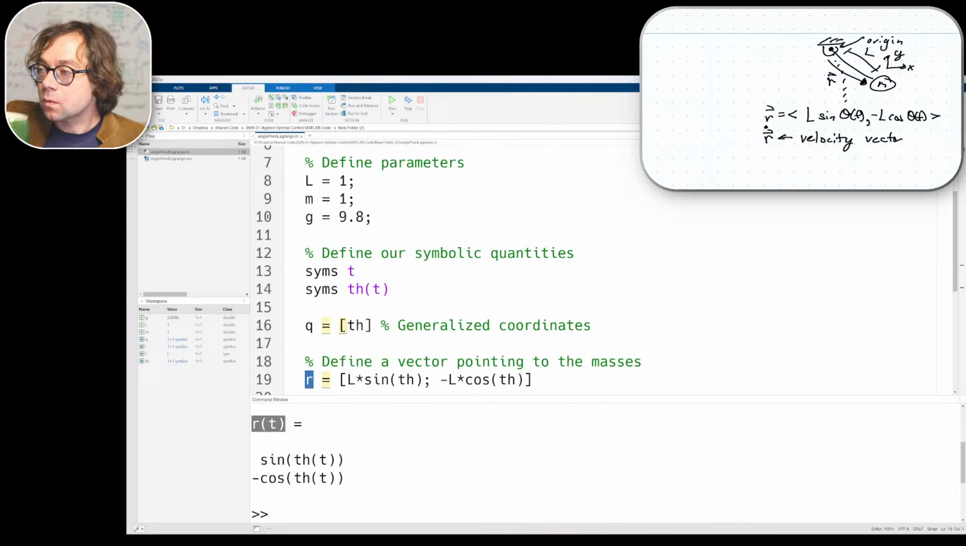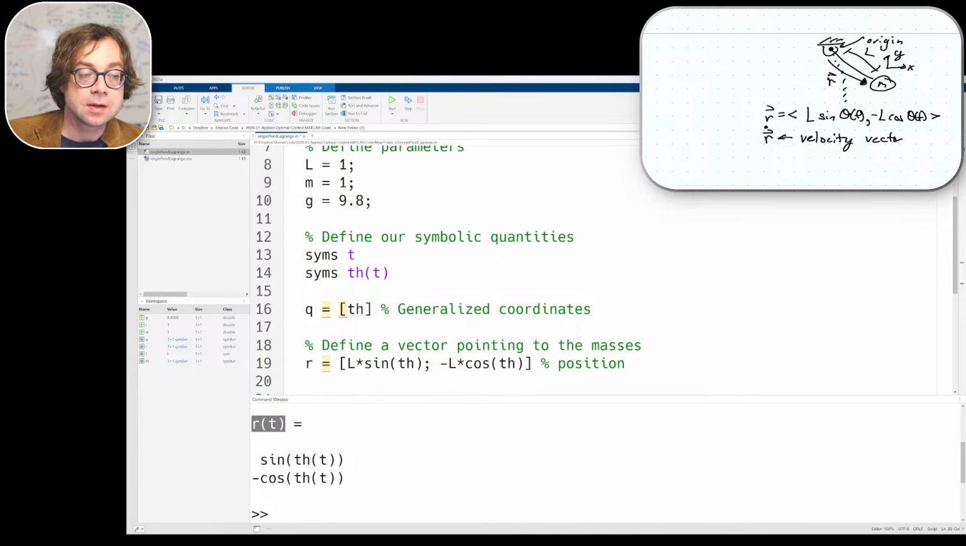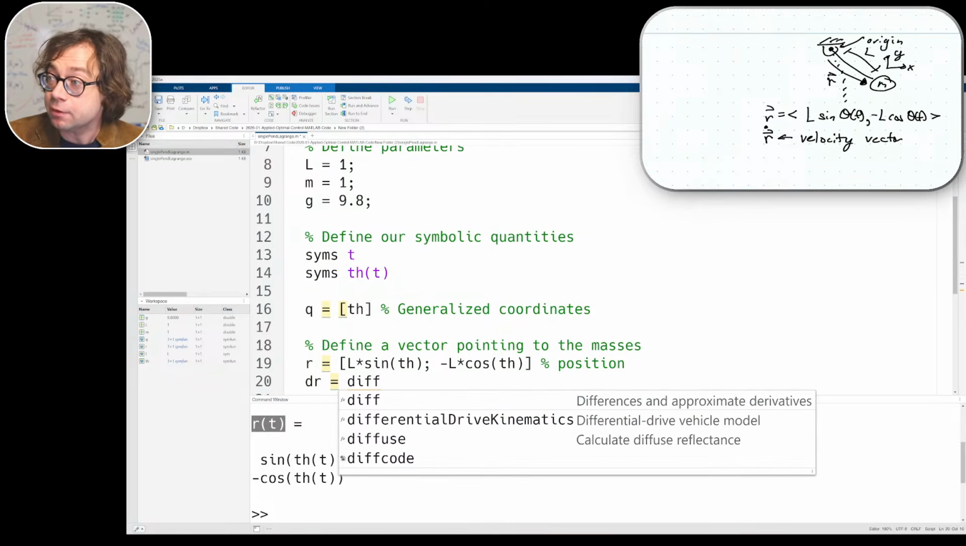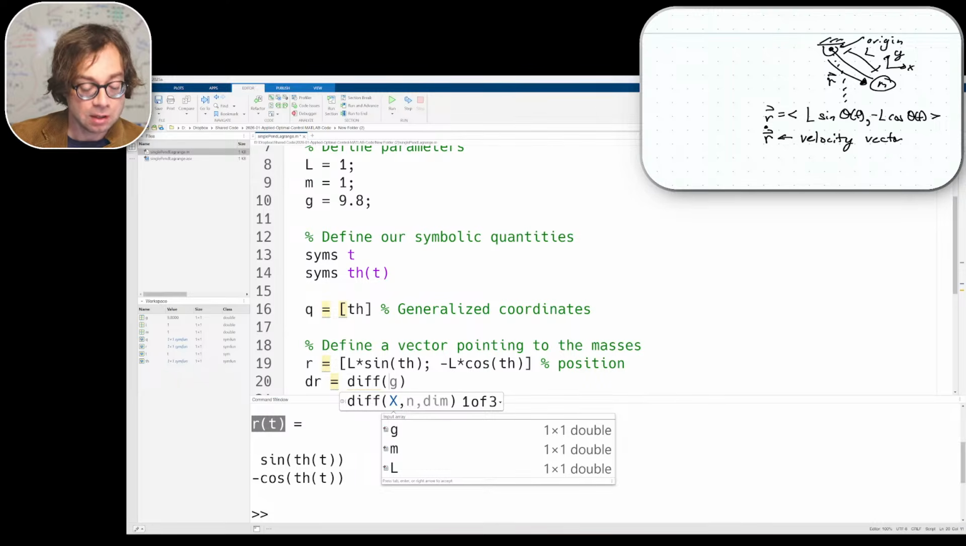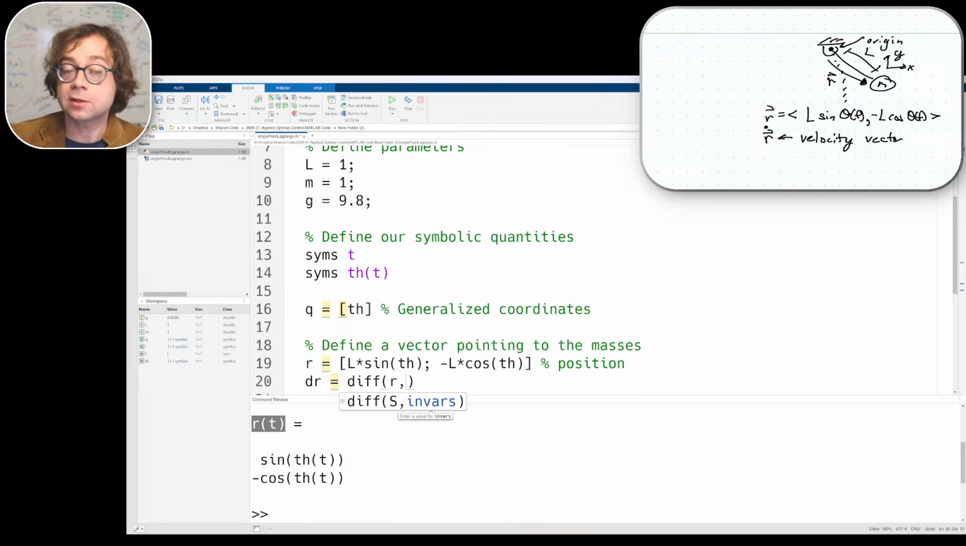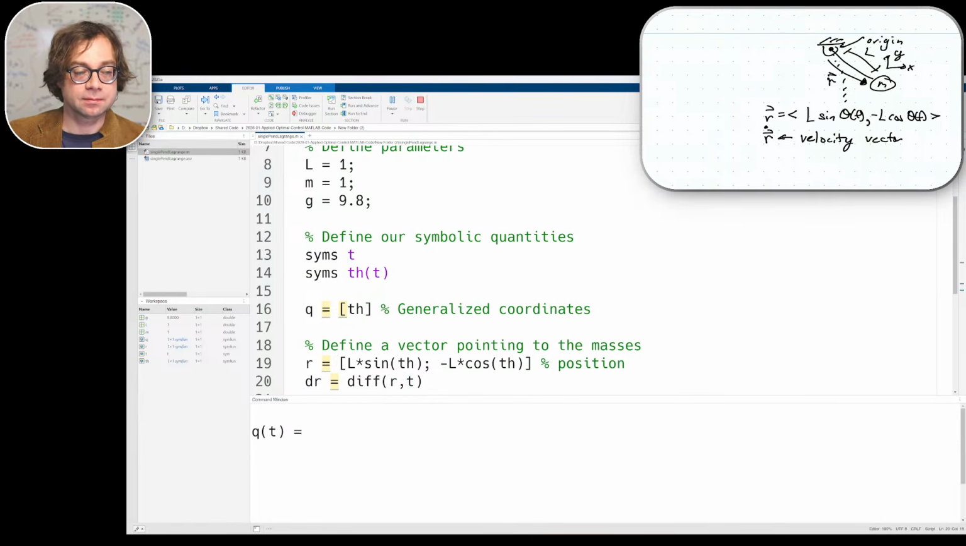Powered by this coffee. And so that's our position. Now let's get the velocity. We'll call it dr, the derivative of the position r with respect to time. Well, that's just the derivative. Diff is the derivative command in the context of the symbolic toolbox. Diff of r with respect to what? With respect to time. Let's run it.